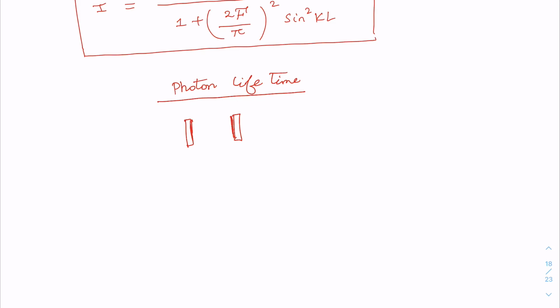Let us say PS is the survival probability of a photon inside the cavity after one round trip.